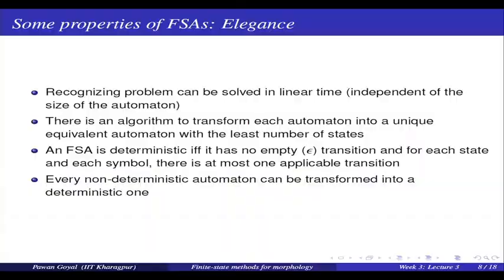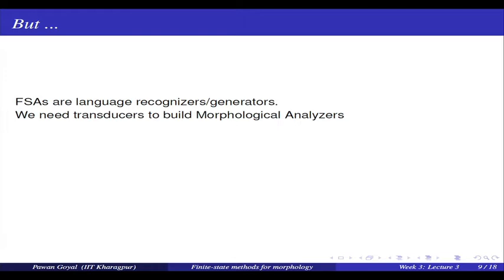It can tell me this is there, but it cannot tell whether it is singular or plural, or what the lemma for the word boys is. So, I need some other model that, given a word, can also give me the lemma or the root form. FSAs are language recognizers or generators. So, we need instead transducers that can help me do morphological analysis.